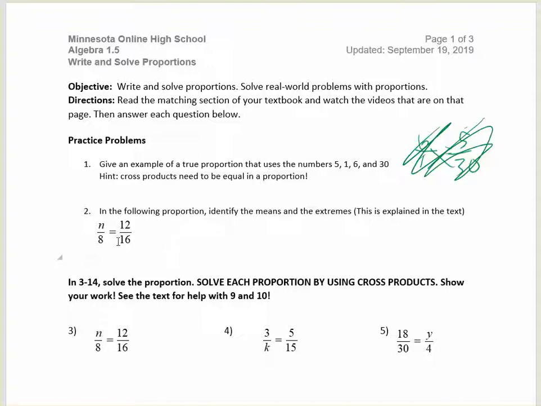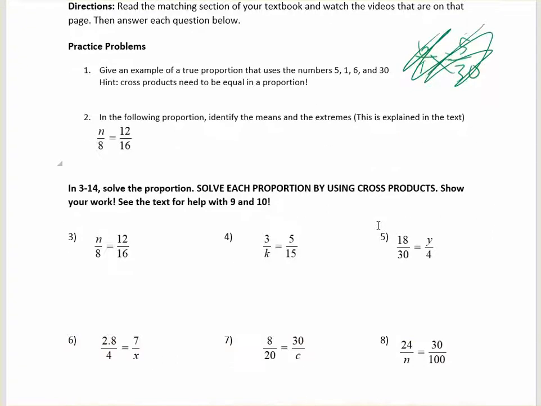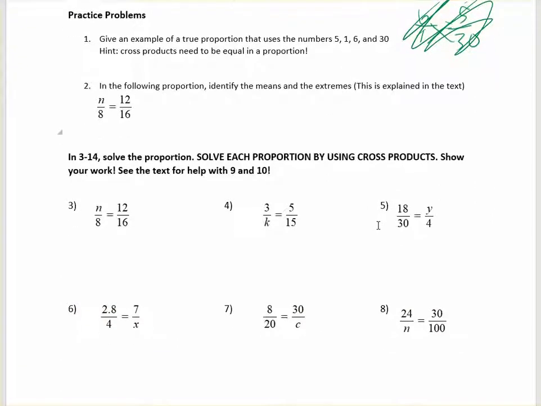In number 2, it says identify the means and the extremes. So 2 of these are the means and 2 of them are the extremes. That's also in the reading, very close to the beginning, so you can find that as well.